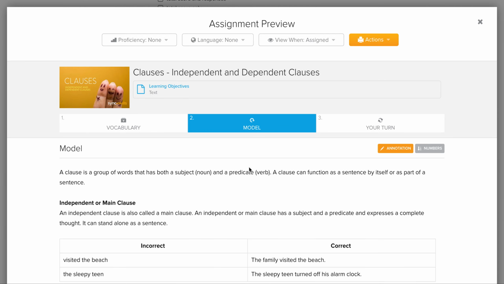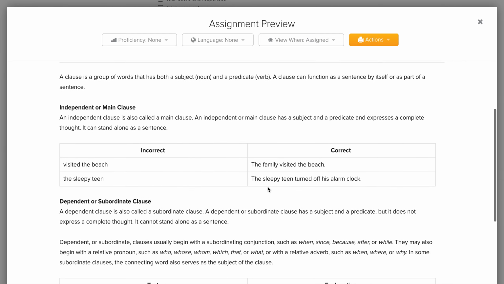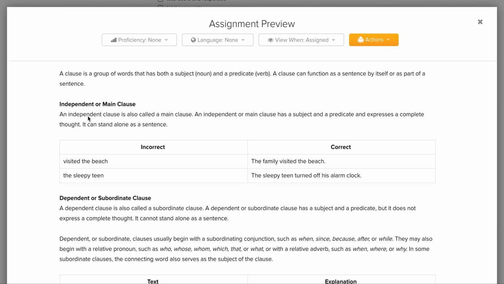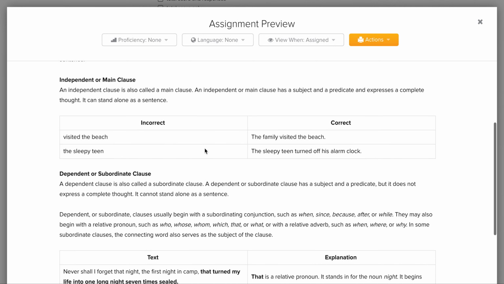Let's just take a look at a couple more examples here. An independent clause is also sometimes called a main clause. Remember that. If you see the words main clause on a test or something, that means an independent clause. An independent or main clause has a subject and a predicate, and it expresses a complete thought. It can stand alone as a complete sentence. So let's take a look at these examples. I'm going to jump over to the correct list because I think it's easier to understand.